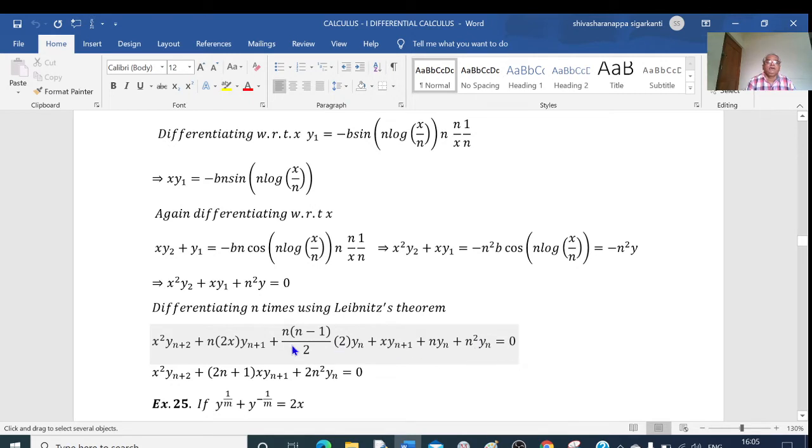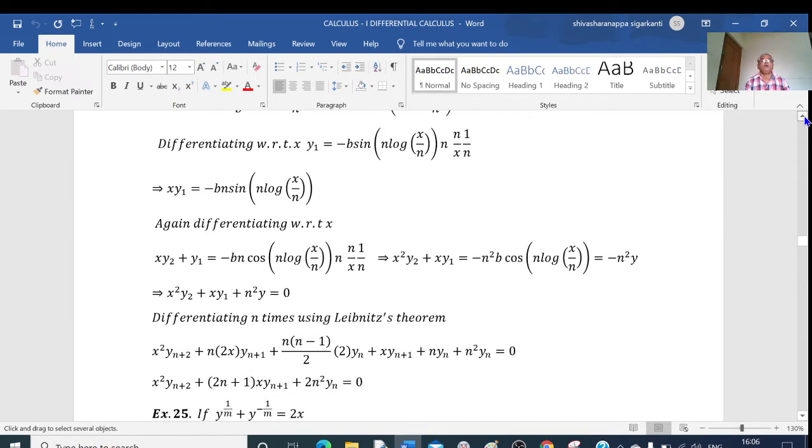Now these two get cancelled. If I take yn as a common factor in this term and this term, here I am getting n square minus n. N square minus n plus n plus n square. N square plus n square becomes 2n square. Minus n plus n becomes 0. That is, I am getting 2n square into yn is equal to 0. This is the required equation.